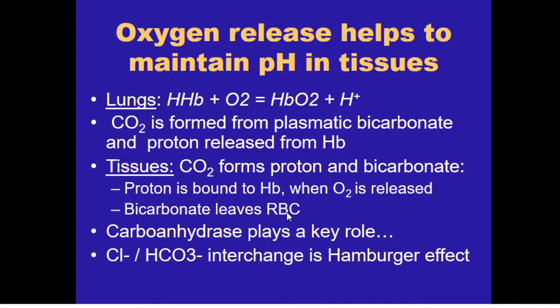Bicarbonate levels in red blood cells are an important factor in this. And the enzyme carbonic anhydrase plays a key role, and as I told you, the interchange between bicarbonate ion and chloride is named the Hamburger shift. This is a checkpoint you can write down.